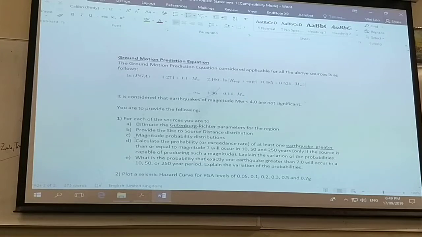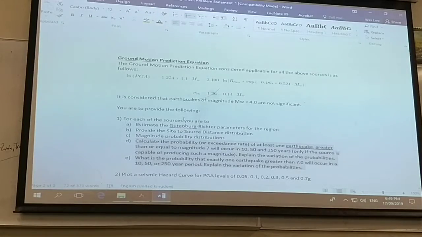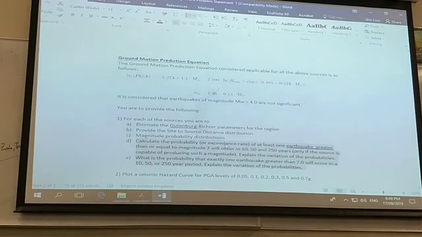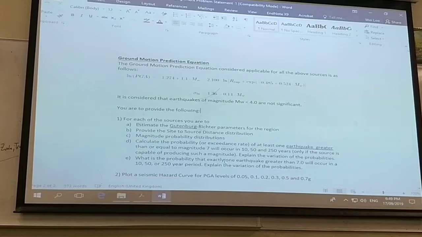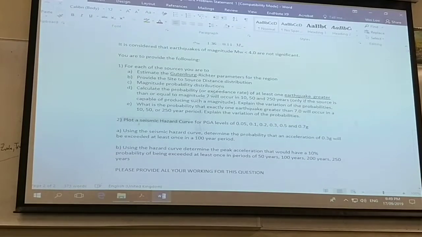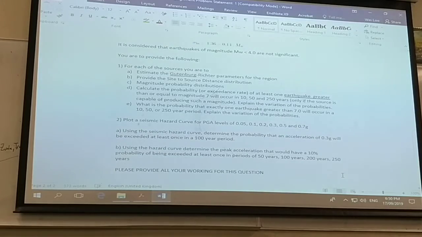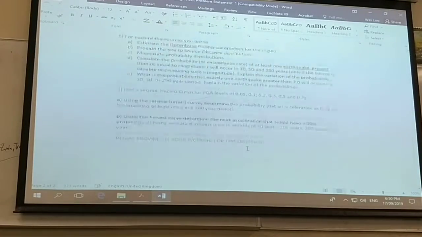These questions here pertain to probabilities which you can obtain from the Gutenberg-Richter relationship, because they are talking about probabilities with relation to magnitude. And then you need to plot a seismic hazard curve. We've talked about how to plot a seismic hazard curve using these target accelerations. And once you've got your seismic hazard curve, you're going to answer a couple of questions regarding probabilities with your seismic hazard curve. Okay, so that's part 1.